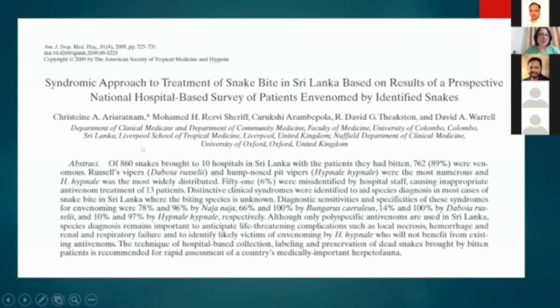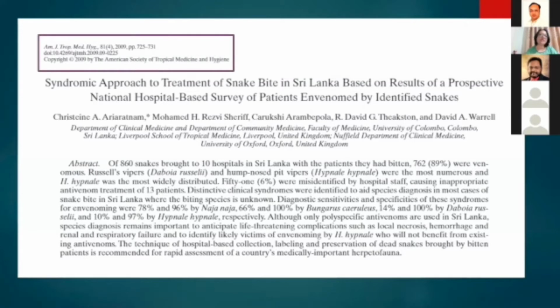I would also like to share one more article. This was published in the American Journal of Tropical Medicine and Hygiene in 2009. This talks about a syndromic approach to the treatment of snakebite in Sri Lanka, and it is based on the results of a prospective national hospital-based study of patients envenomed by identified snakes.